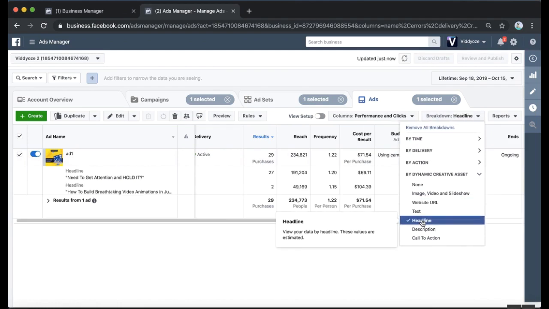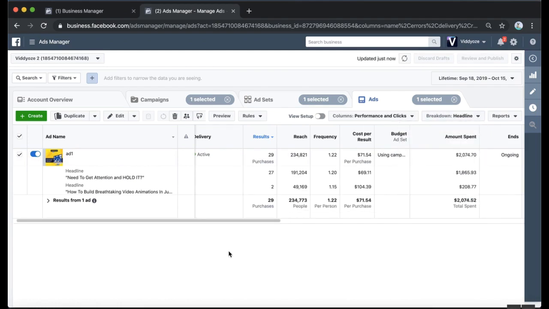Next up, look at this. This is a clear example also. Like this headline is totally crushing it. Okay, this one is doing 27 purchases out of the 29 at $69. Okay, yes, it's got more reach and everything, but this one only has 2 purchases at $104.